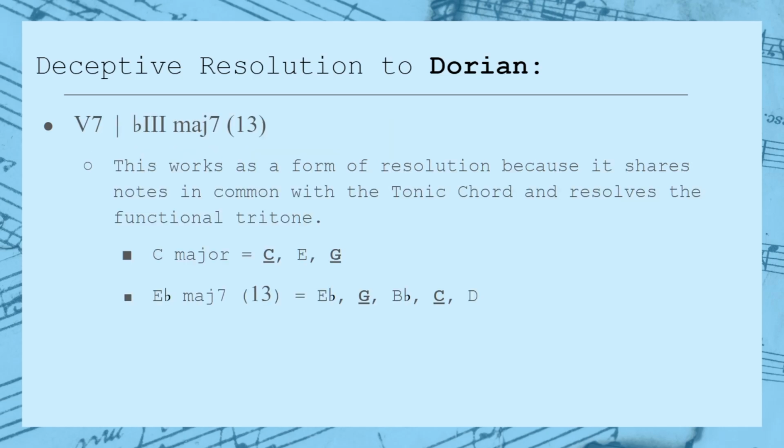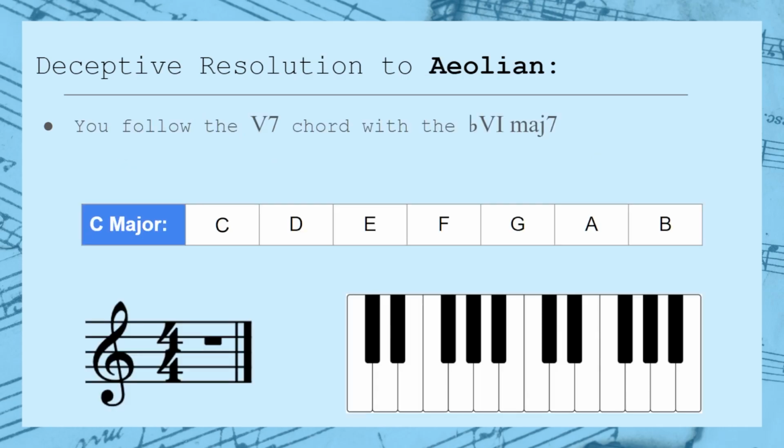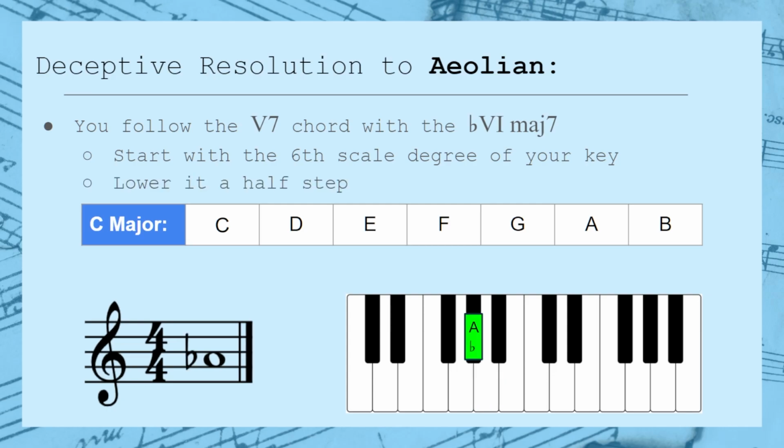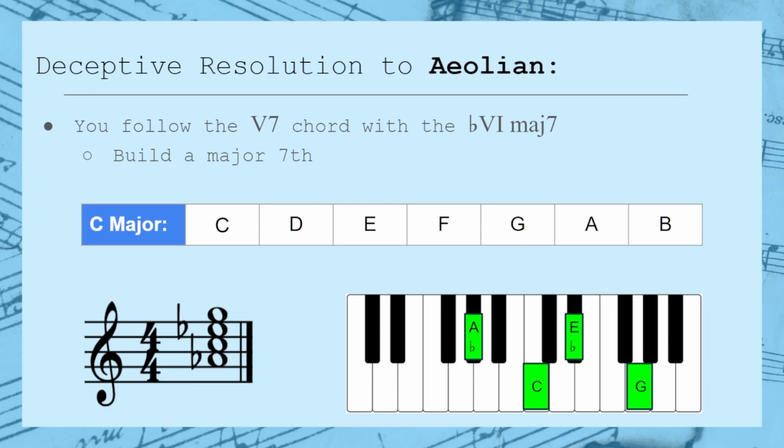Once again, this option works because it resolves the functional tritone and contains both the 1st and 5th scale degrees of the tonic chord. Our third option is the flat 6 major 7 from the parallel minor key. Once again, our process is the same. Start with the 6th scale degree, which in C major is A natural, lower it a half step to get A flat, and then just build a major 7 chord. This gives us A flat major 7.